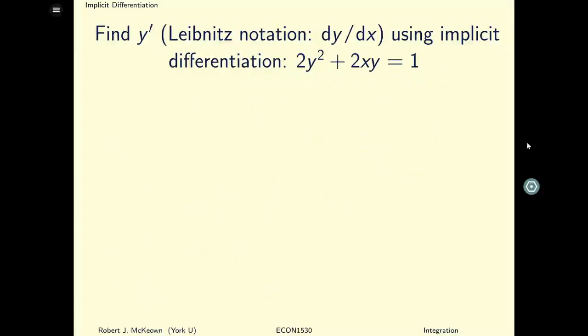Here's another problem. Again, I recommend that you press pause, try it yourself, find the answer, and then press play, and we'll go through the answer together. Now I want to take the derivative of both sides of this expression. Remember that we could actually think of y as some function of x.